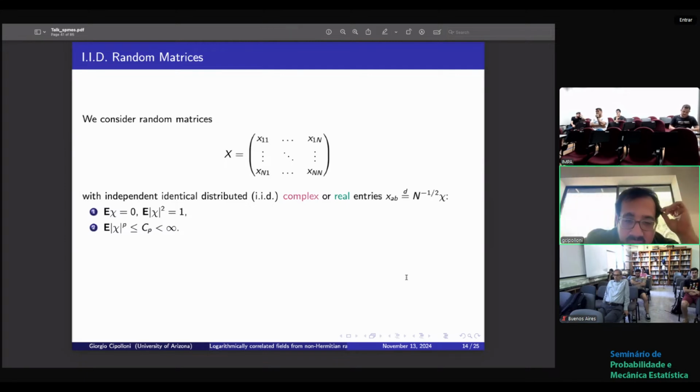And one of the possible models to study this, the one I'm interested in, is non-Hermitian matrices. So let me just write down what is the class of matrices that I'm going to look at.